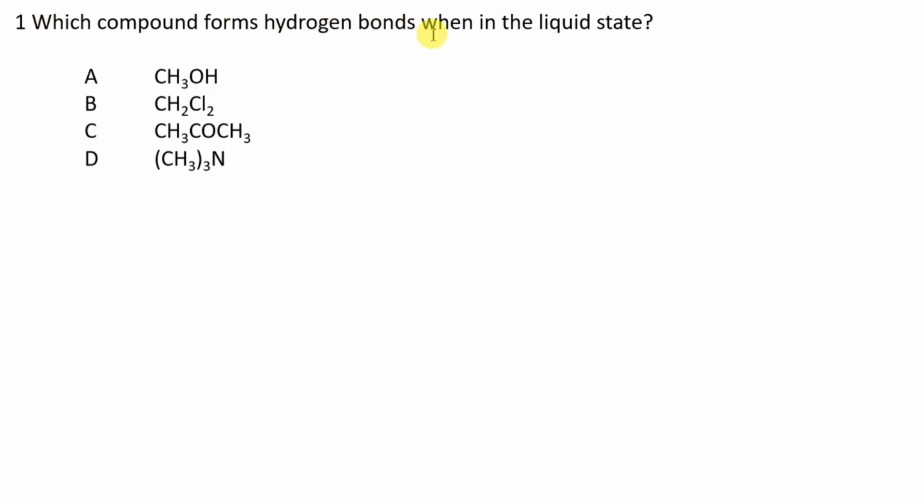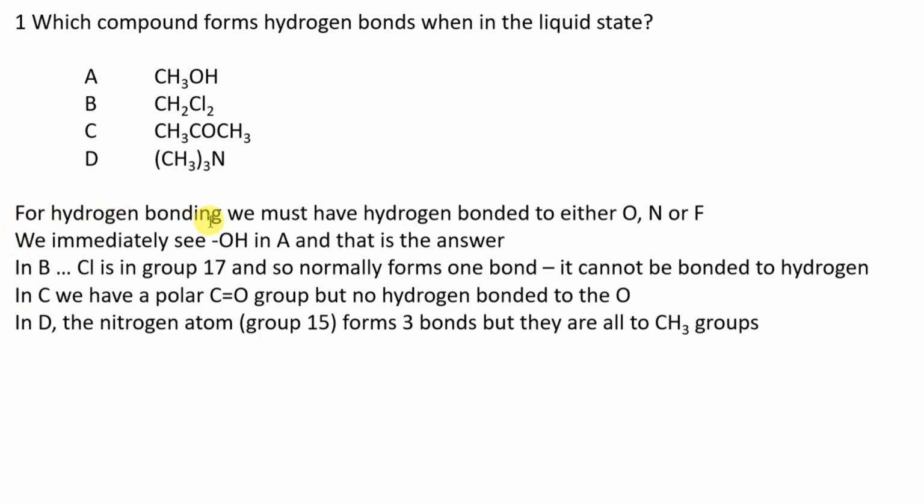Which compound forms hydrogen bonds when in a liquid state? Take a moment, pause the video if you wish, I'll go to the answer. For hydrogen bonding, we must have hydrogen bonded to either oxygen, nitrogen or fluorine. And we immediately see OH in A, and that is the answer.